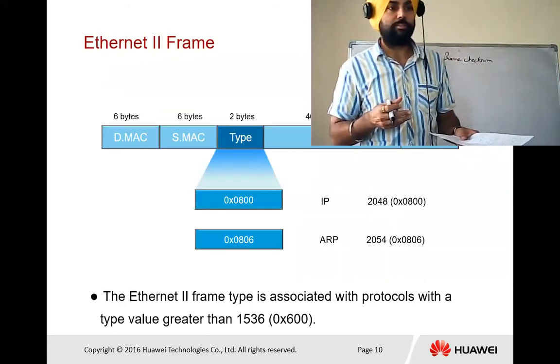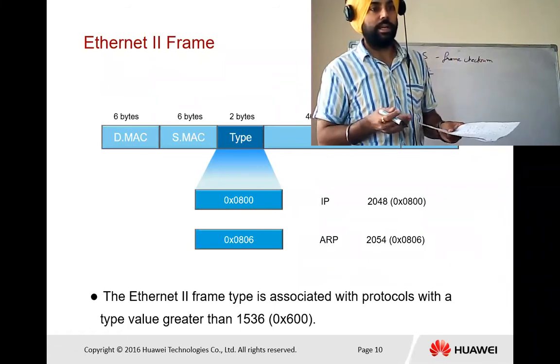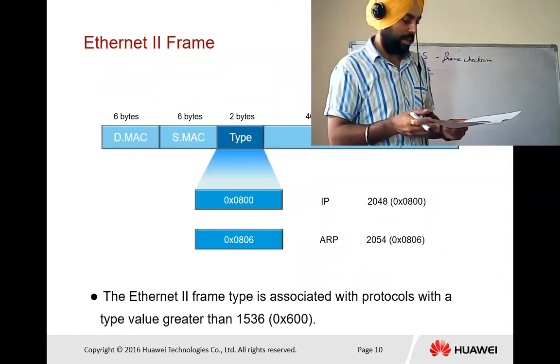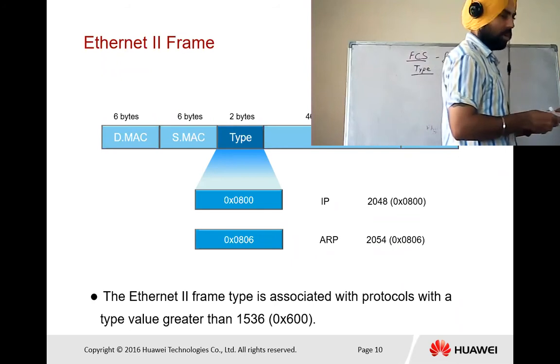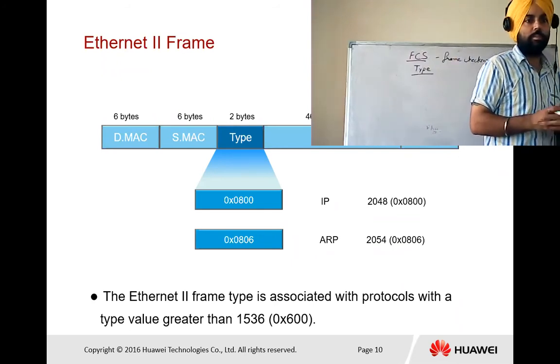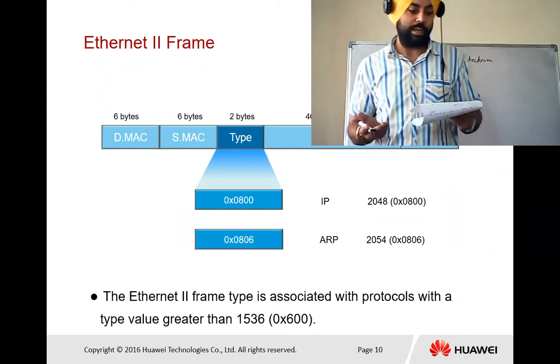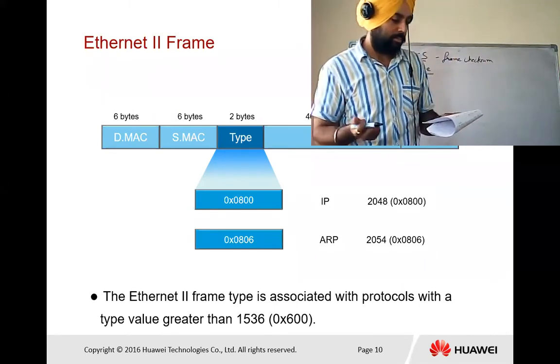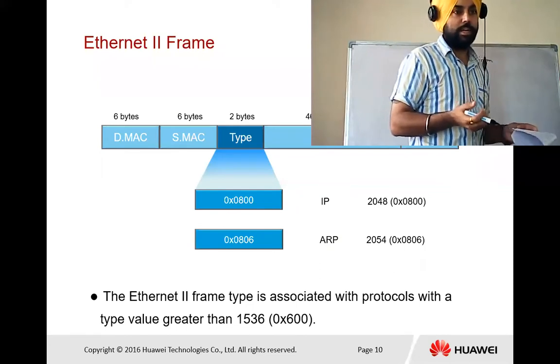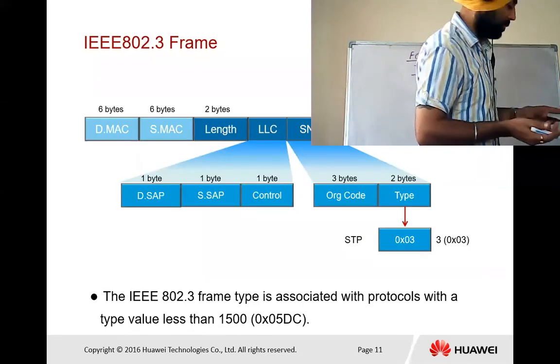So next we have the Ethernet framing. In this case, we already discussed that we have the type field and what it contains. So next, that is IEEE 802.3.